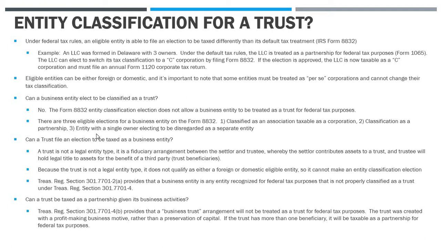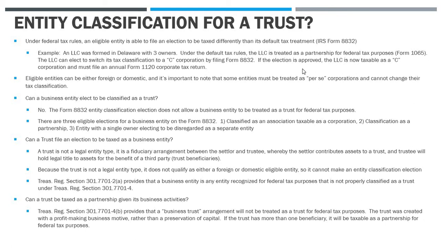So under federal tax rules, an eligible entity is a type of entity that can file an election to be taxed differently than its default treatment. Eligible entities include certain foreign or domestic entities, and you can file this 8832 to change your tax treatment. So, very simple example here, we have an LLC that's formed as a Delaware entity. It's got 3 owners. So under the default rules, this is an LLC taxed as a partnership for federal tax purposes. That's the default treatment. The LLC can file an election to switch its tax classification to a C Corp. If it files an 8832, if the election is approved, the LLC is now taxed as a C Corp, and it files a 1120 instead of the Form 1065.